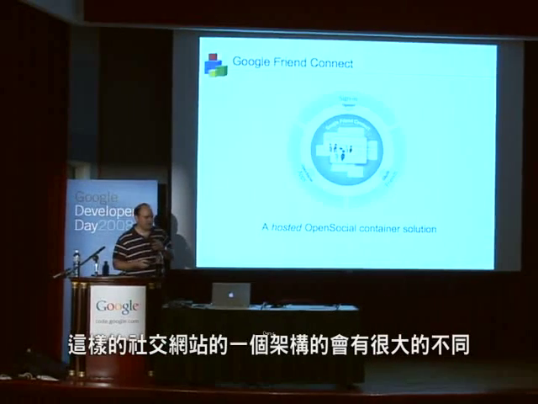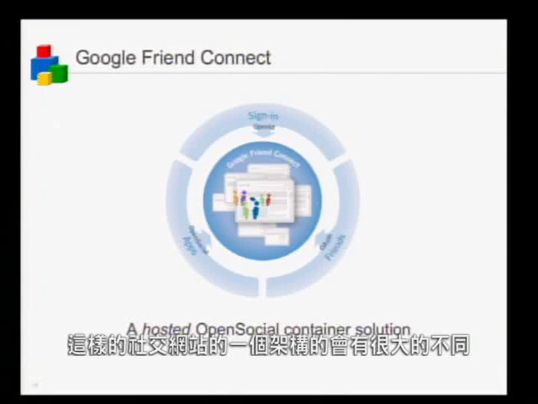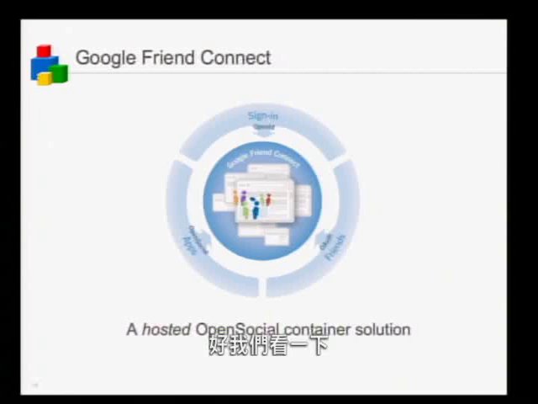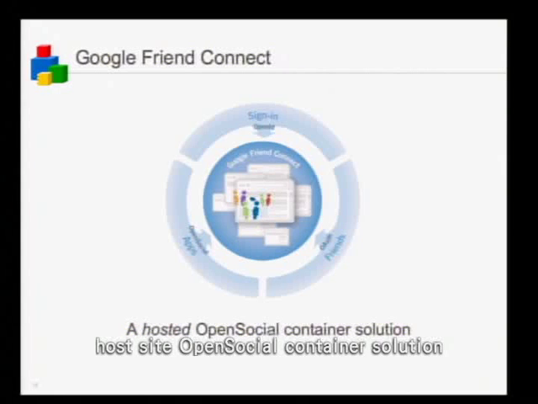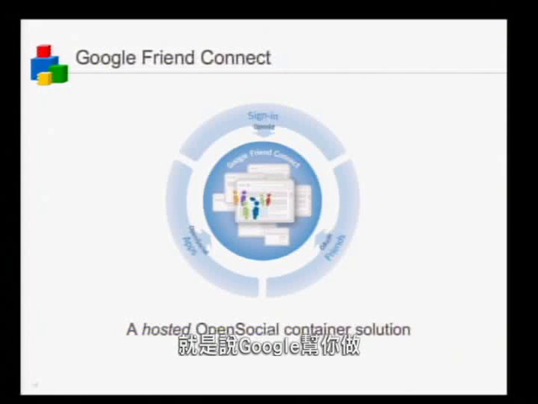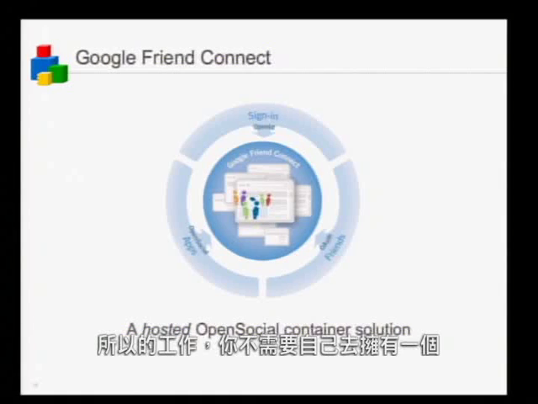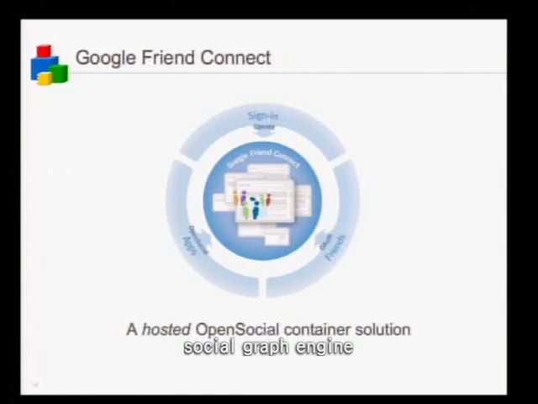Okay. So Shindig, simply speaking, is a hosted OpenSocial container solution, meaning that Google does all the heavy-duty work for you, in the sense that you don't have to build your own social graph engine. You don't have to create your own database of users. You don't have to really do much of anything other than just having it generate a little bit of JavaScript and HTML code for you. But it takes advantage of all the benefits as well.